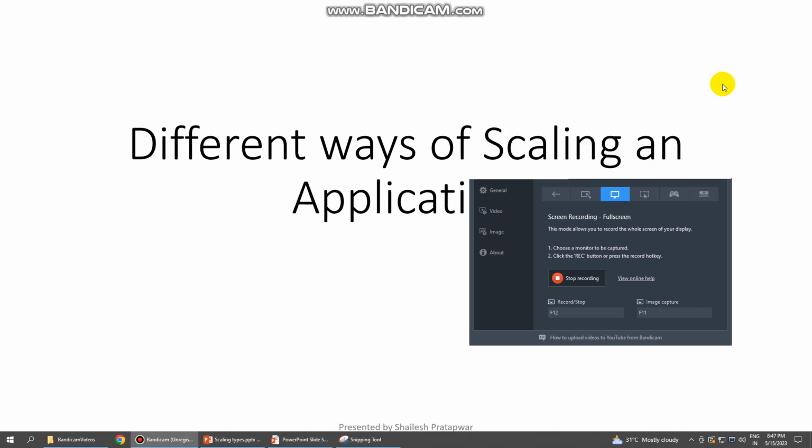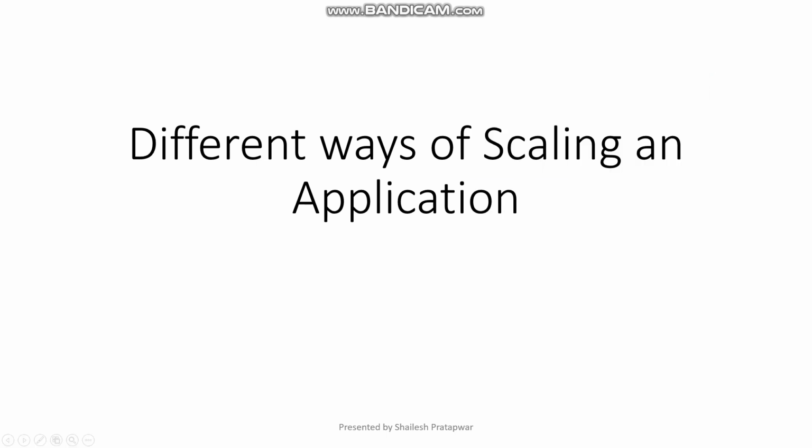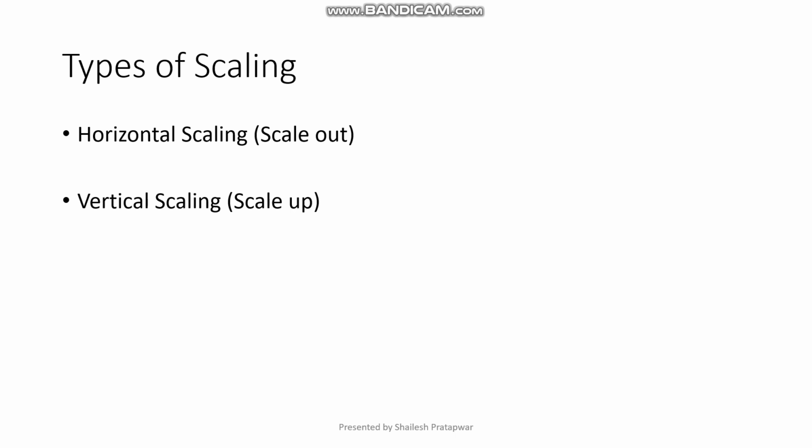Hello friends, today we are going to talk about different ways of scaling an application. So let's get started. There are two types of scaling: one is horizontal scaling and the second is vertical scaling. Horizontal scaling is also known as scaling out and vertical scaling is also known as scaling up. So let's dive deep into it.